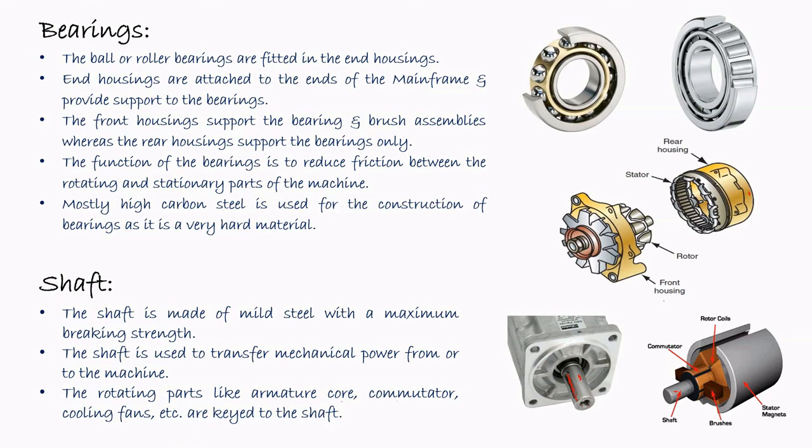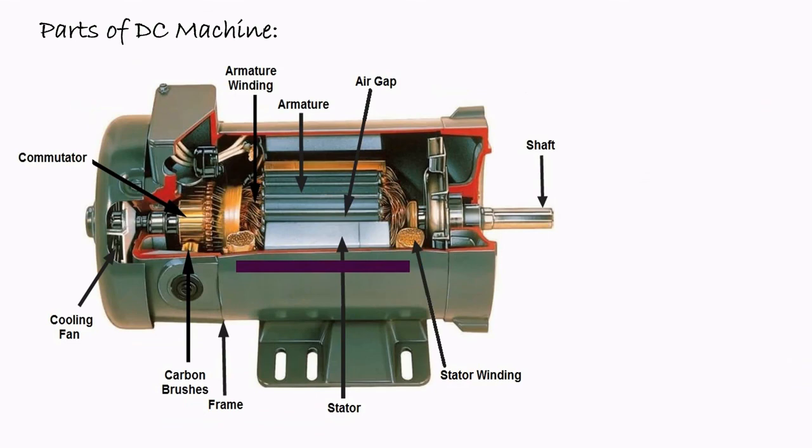So these are the parts, or you can say the construction, of the DC machine. Remember one thing: as far as the construction is concerned, it is similar for both motor as well as generator. So let's see the parts of the DC machine in total. These are the parts of the DC machine shown in this figure.